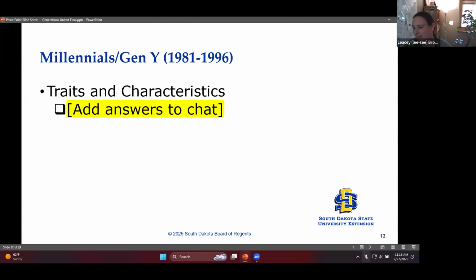Now we're going to move to the millennials. So Gen X is loyal to the career. All right, millennials, Gen Y. What are the characteristics of millennials? These are the folks born from 1981 to 1996. What are the characteristics of millennials?